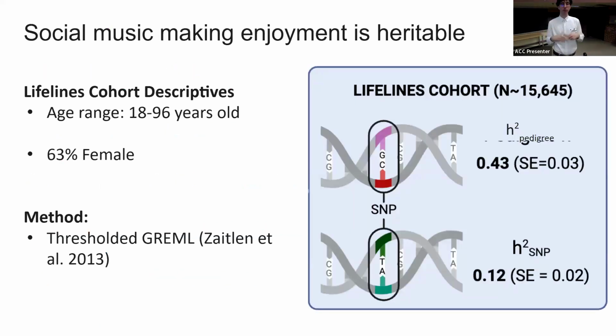And so now, trying to look from the genetics lens, what we found here was that social music making enjoyment is also heritable. At least in the Lifelines cohort, we looked at how much genetic variation would explain individual differences in social music making enjoyment, and found a SNP-based heritability of 12%, which is interesting for just a single item, comparable to what we would see for other behavioral traits, including traits such as ADHD or autism spectrum disorder, for example.